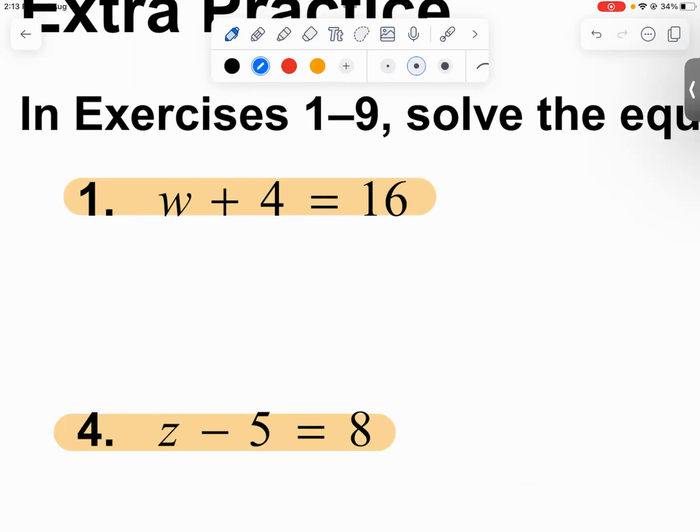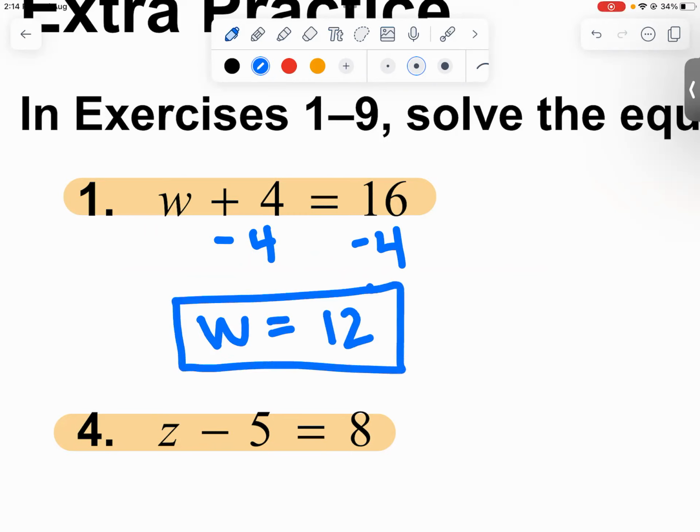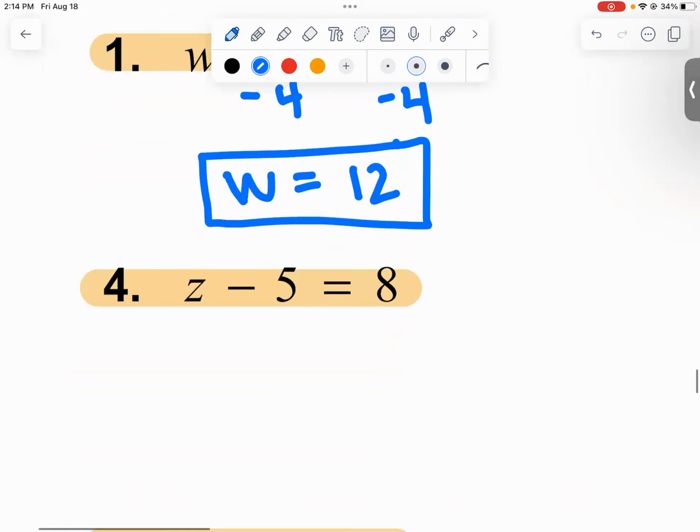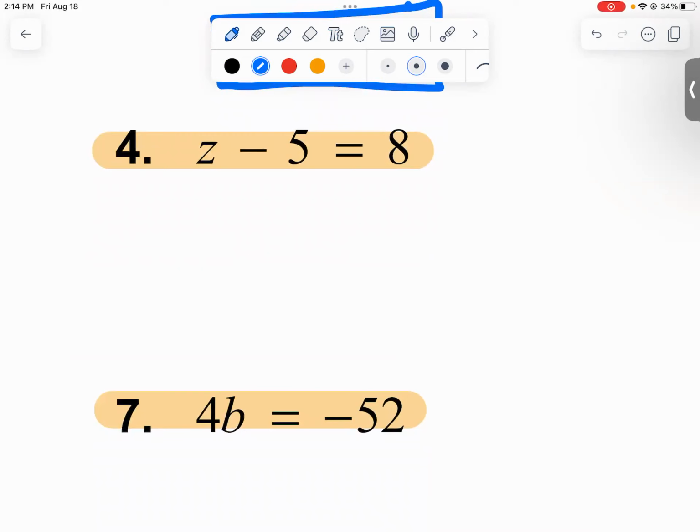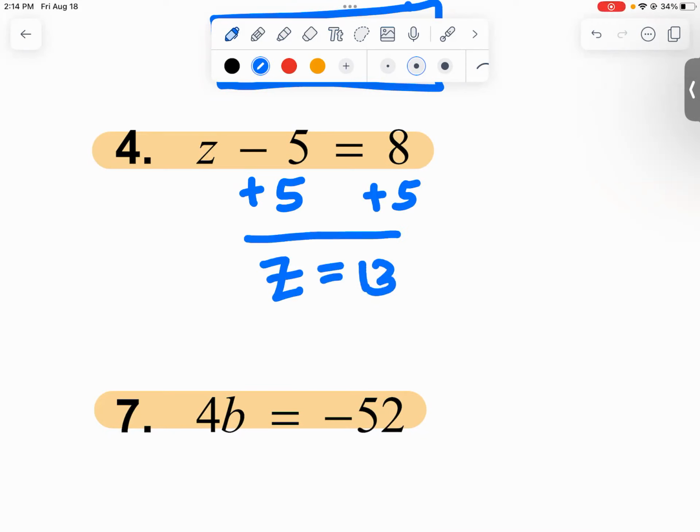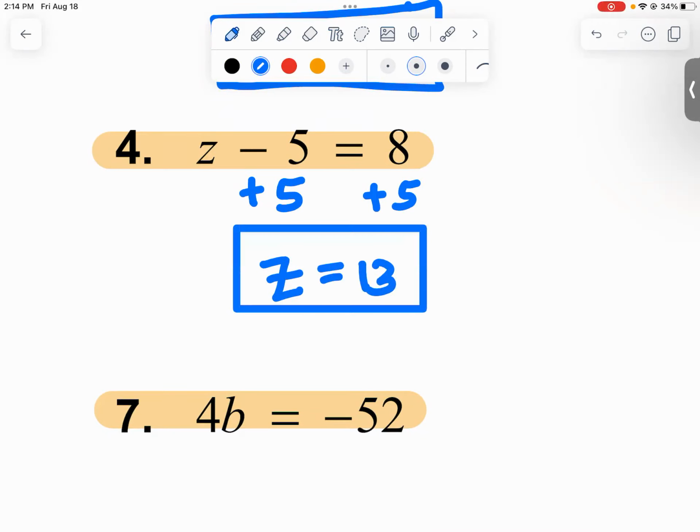Okay. All right. Let's talk about number 1. All right, Kaden, what do we do to solve for w in number 1? And then what do we get? Do you agree with Kaden? Amazing. Great. Okay. Carly, in number 4, how do we get z by itself? You agree with Carly? Awesome. Okay.